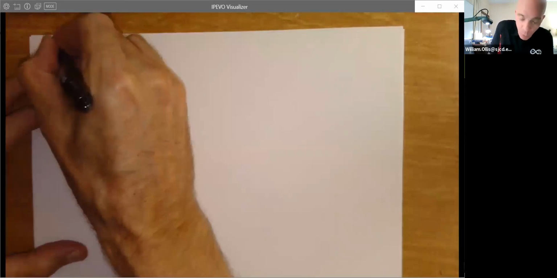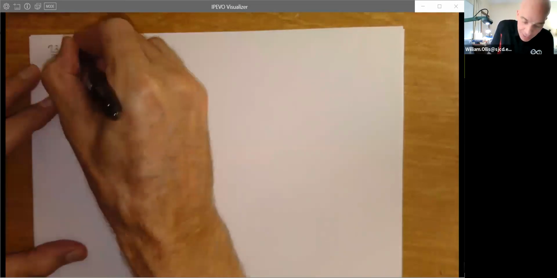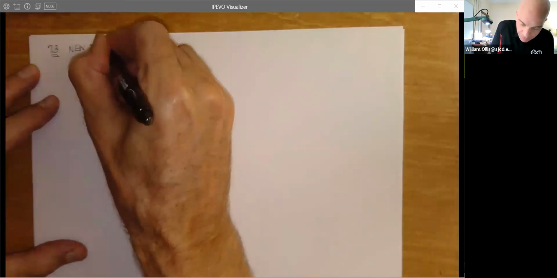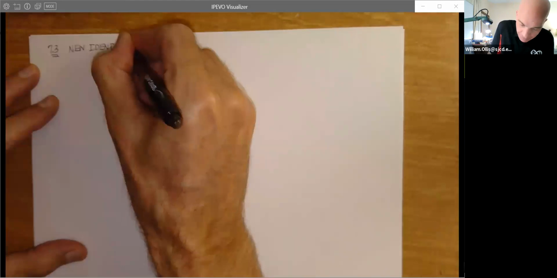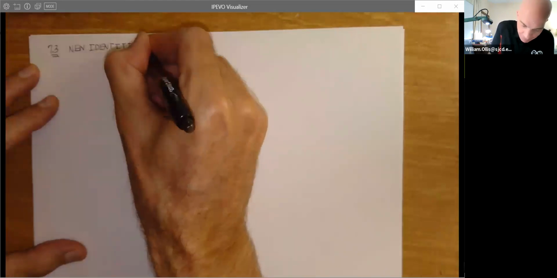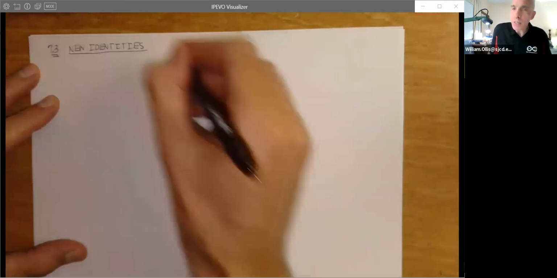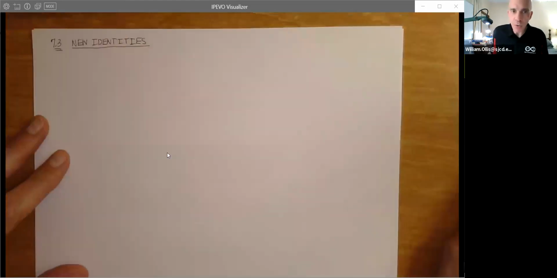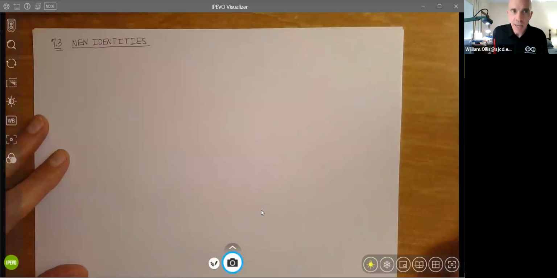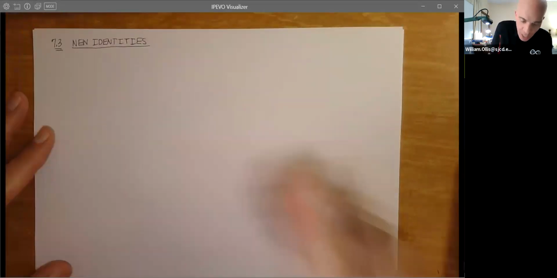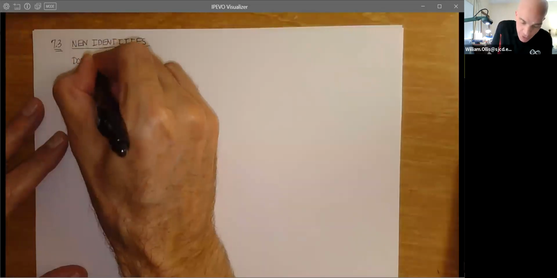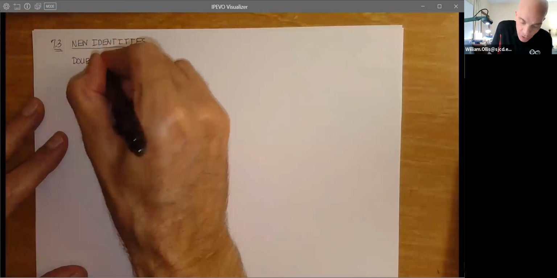So this will be 7.3, new identities. What we're going to do is basically take what we already know, these sum and addition formulas, and rework them. First, we're going to start out with the double angle. These are easy. So I want you to put these on note cards, double angle.